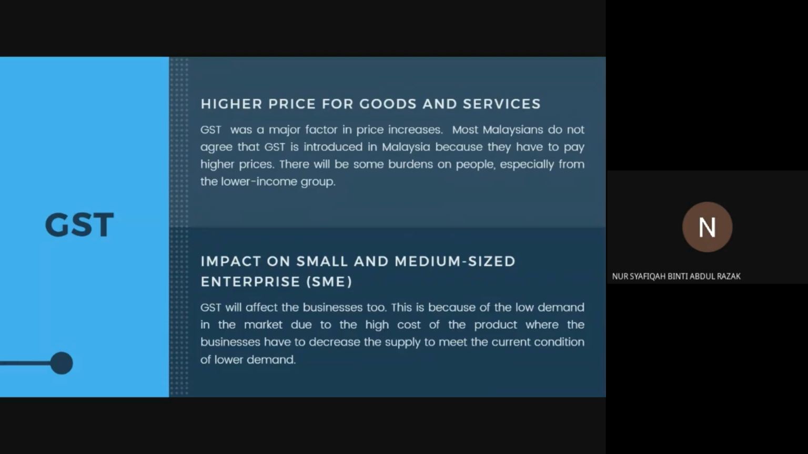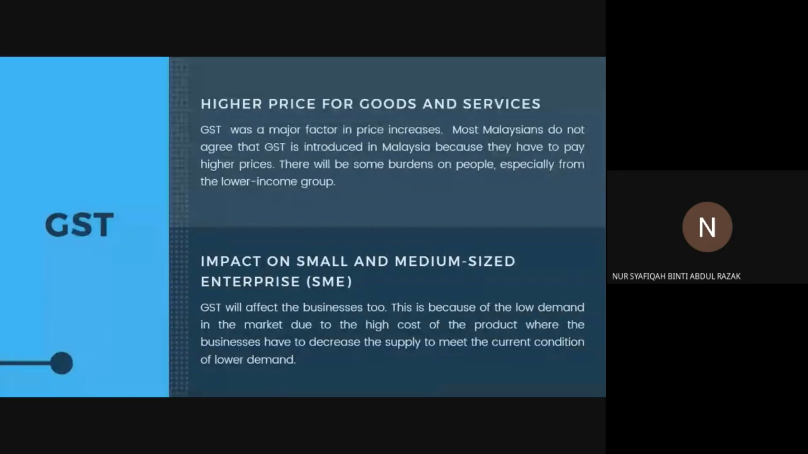Based on my opinion, the implementation of GST is suitable for the high income group because they can afford to buy whatever goods they want and don't have to worry about the price of food increasing. The second issue is that GST will impact small and medium-sized enterprises.